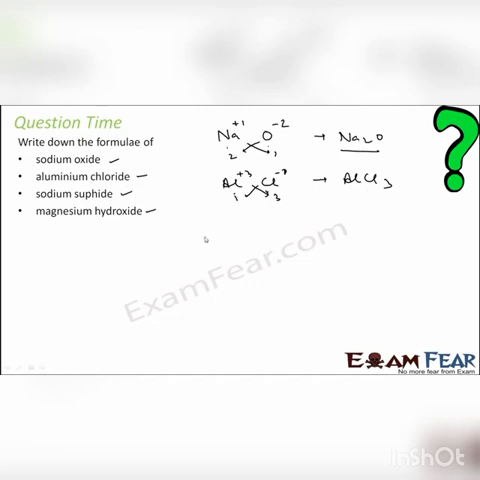Then we have sodium sulfide. We have sodium, we have sulfur, sodium with the plus 1 charge, sulfur with the minus 2. Sodium is metal, written first, sulfur is non-metal, written next. Let's do the charge balance. You get Na2S. Magnesium hydroxide. Magnesium is metal, hydroxide OH. Let's put the brackets here. Charge balance plus 2, minus 1. So what you get is Mg(OH)2. Pretty easy.